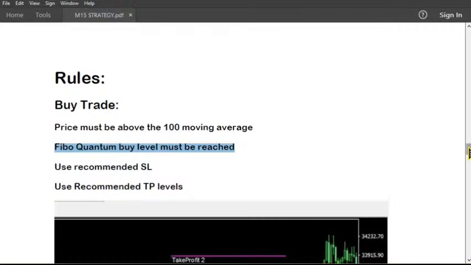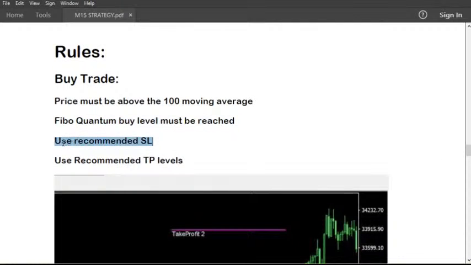And then the next thing is Fibonacci Quantum gives you a recommended stop loss. You can use that if you want to, and it also gives you the recommended take profit levels. You can use that if you want to.